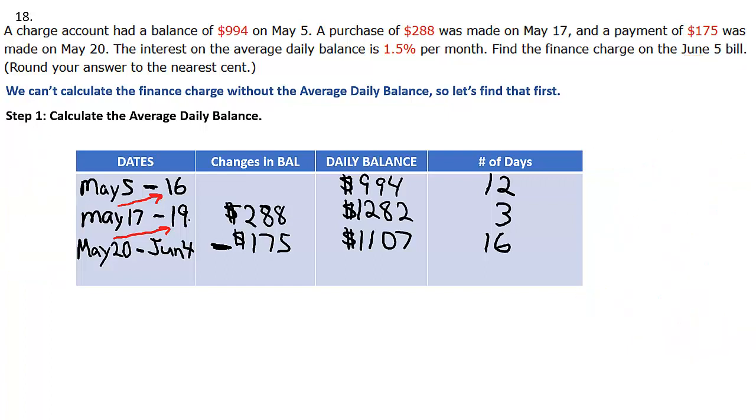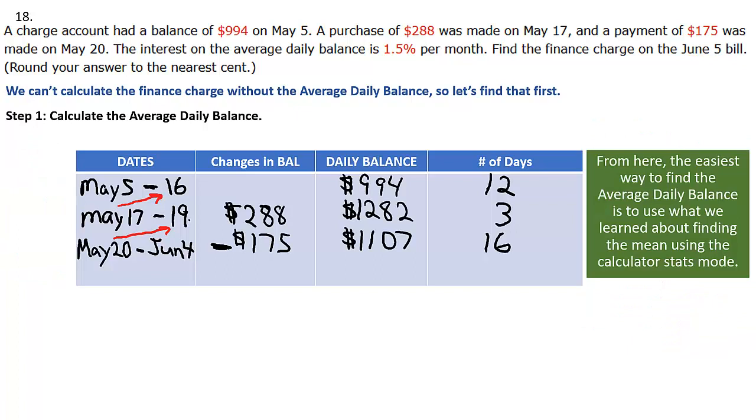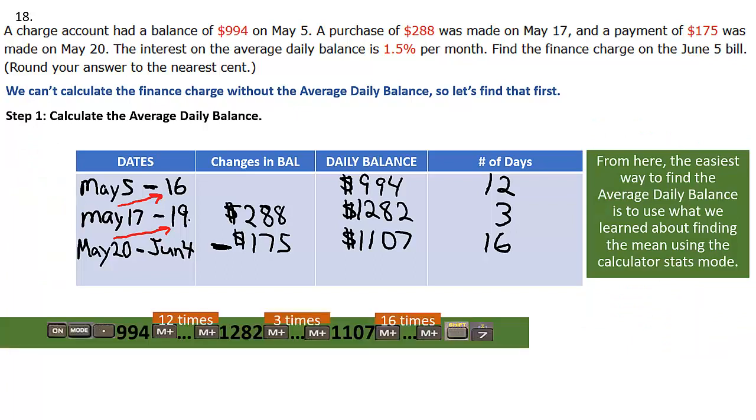You're ready to put it in the calculator. All you do is use the calculator stats mode and find the mean. You enter every daily balance for the number of days indicated. So you start off with the $994. It's valid for 12 days. So you enter $994 by pressing M plus 12 times. Then you drop to the next daily balance of $1,282. It was valid for 3 days. So you press M plus 3 times.